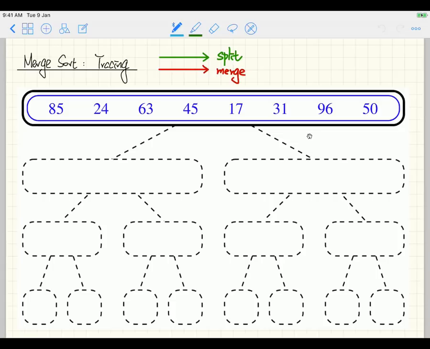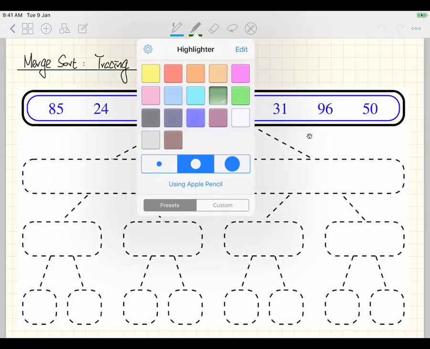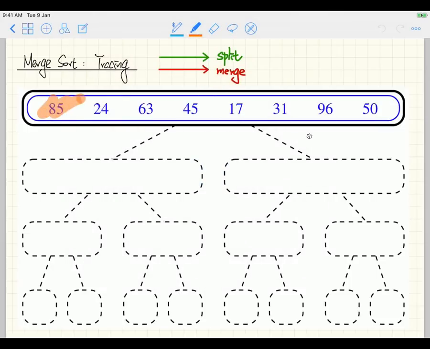I thought about doing the whole thing, but I'll just do some parts, okay? So now what's going to happen is we're going to split this into two parts. This is the first part, the left, and this is the right. Let's see exactly what's going to happen, okay?